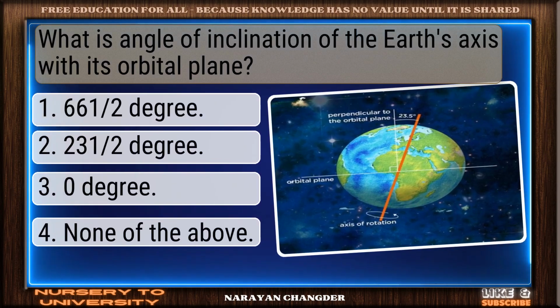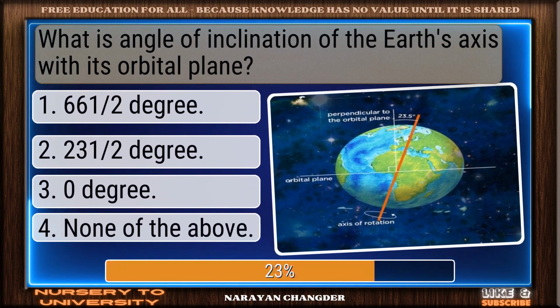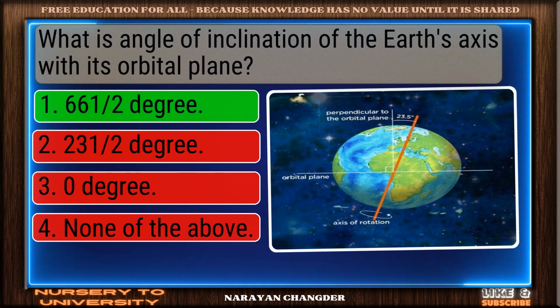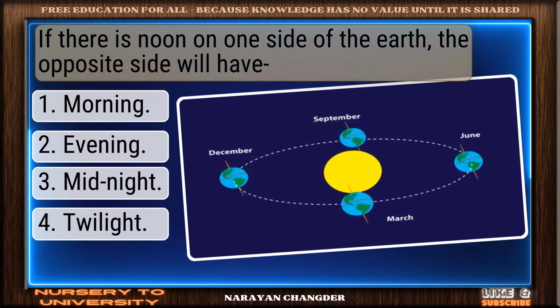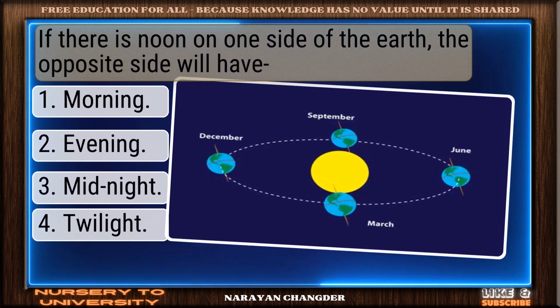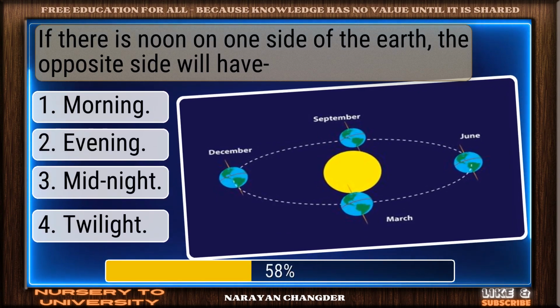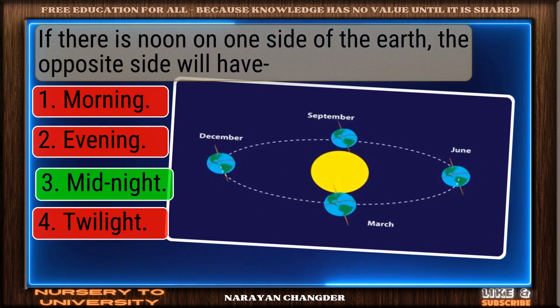What is the angle of inclination of the Earth's axis with its orbital plane? Nice work. You chose 66.5° and it is correct. If there is noon on one side of the Earth, the opposite side will have? Nicely done. Midnight is a solid answer.